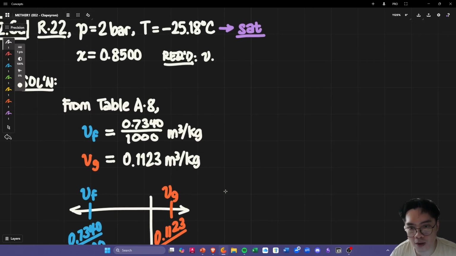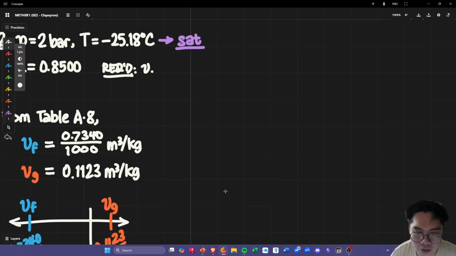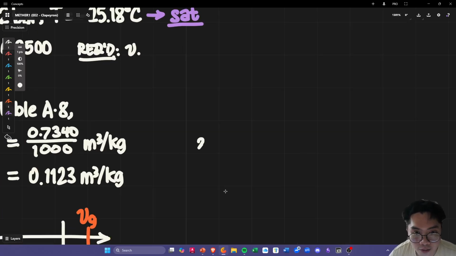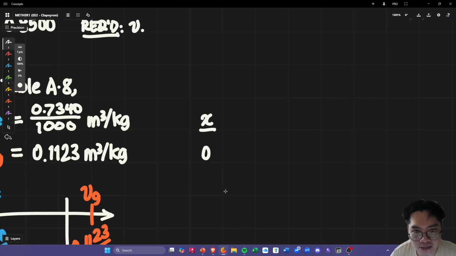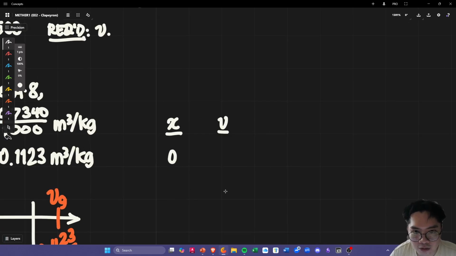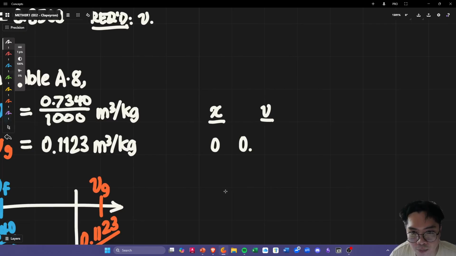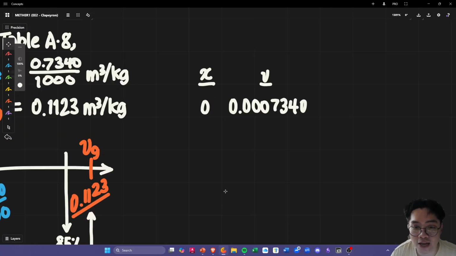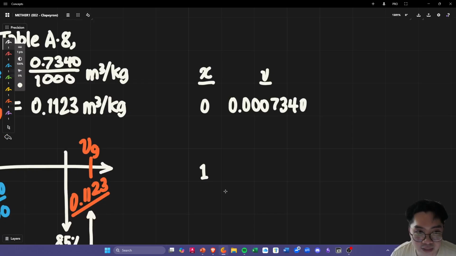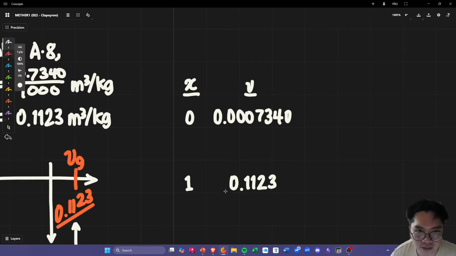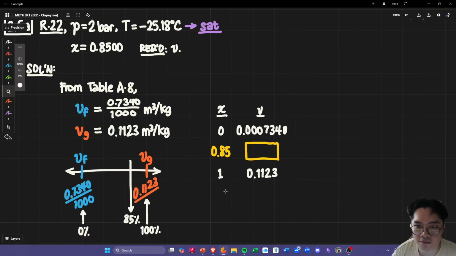So honestly, there are multiple possible solutions for this, but I can see two that would make a lot of sense. At 0, your V would be VF. It's a saturated liquid. Therefore, this value would be 0.0007340, which is quite small. And at 1, aka 100%, it would be 0.1123. Now the question is, at a quality of 0.85, what would be the value of your specific volume?